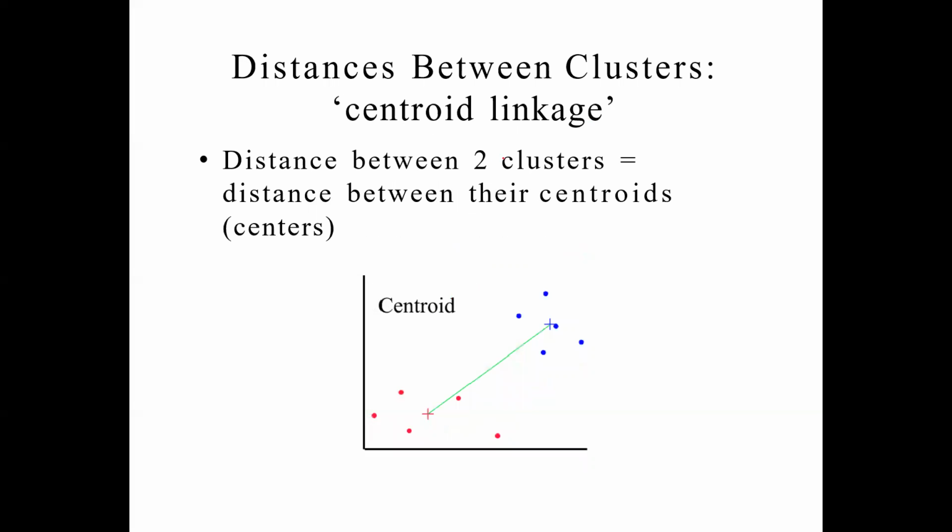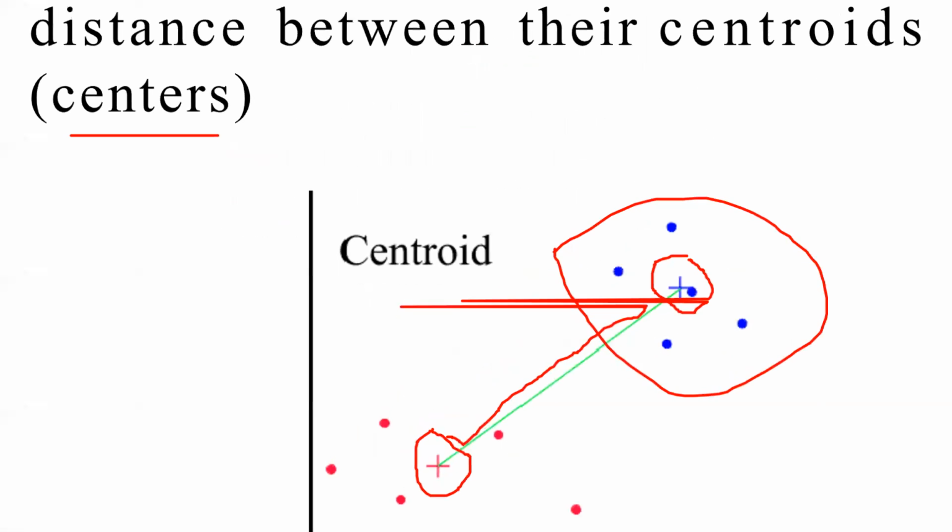And the fourth method is the centroid linkage method. Here the distance between two clusters is equal to the distance between their centroids, the distance between their center points. So first calculate the centroid of this cluster, then calculate the centroid of the second cluster, and calculate the distance between these centroids. This will represent the distance between these two clusters, blue and red here.